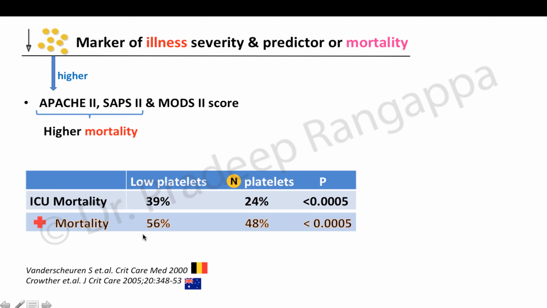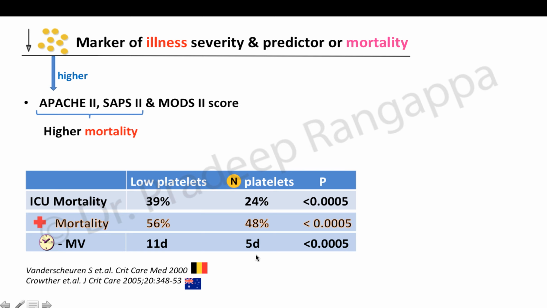And when you look at hospital mortality also, patients with low platelets had higher hospital mortality as compared to normal platelets, and that was statistically significant. And if you look at duration of mechanical ventilation, patients who had low platelets had a longer duration, 11 days versus 5 days, and that was also statistically significant. So what this study shows is, if you have a patient with low platelets, we cannot ignore it, because it has a bearing on ICU mortality, hospital mortality, and duration of mechanical ventilation.